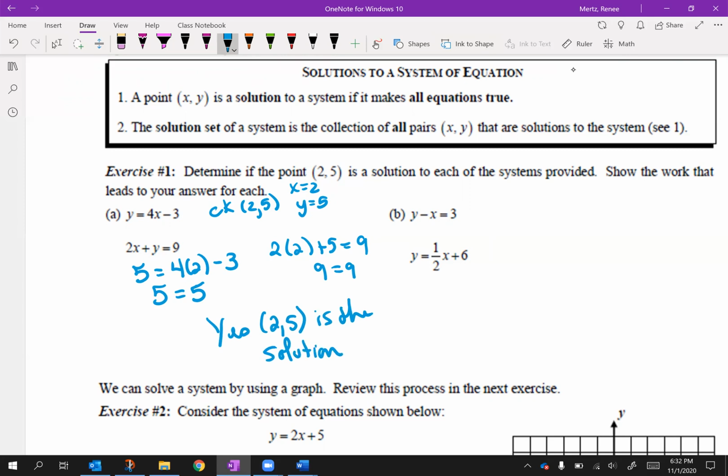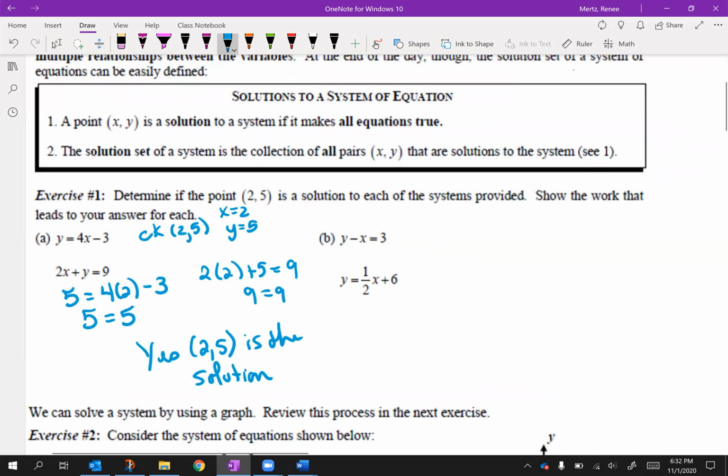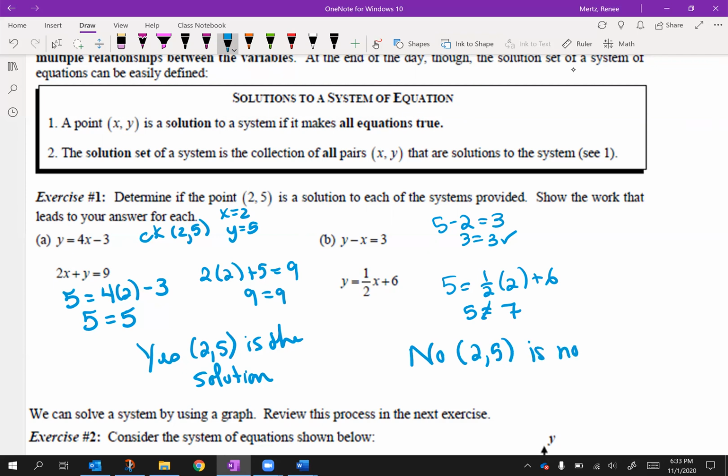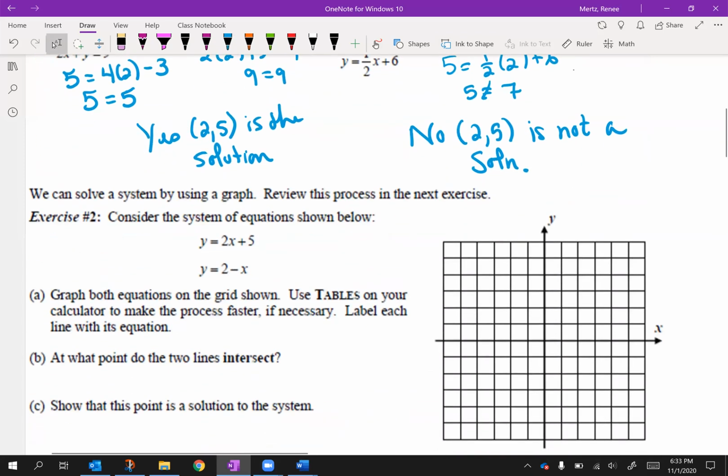Okay, now let's do the other one. So we're plugging in (2, 5). So x is 2, y is 5. 5 minus 2 equals 3. 3 equals 3. That one works. 5 equals 1/2 times 2 plus 6. 5 equals 7. So that one doesn't work. No, (2, 5) is not a solution. My abbreviation for solution is SOLN.